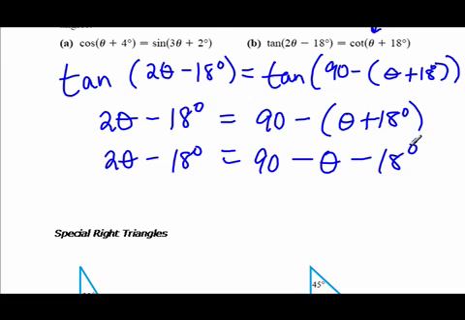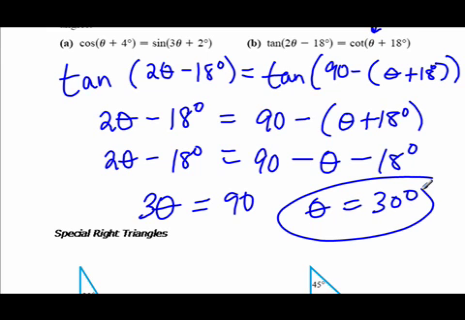I'll add theta to the left, giving me 3 of those. And what do we get there? Well, we're going to add 18. Looks like they cancel each other out, and we're left with 90, telling us that theta has to equal 30 degrees. Right?